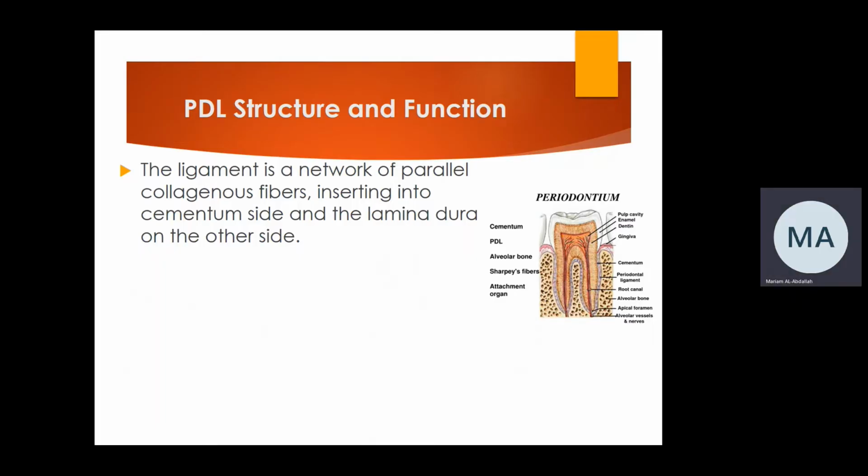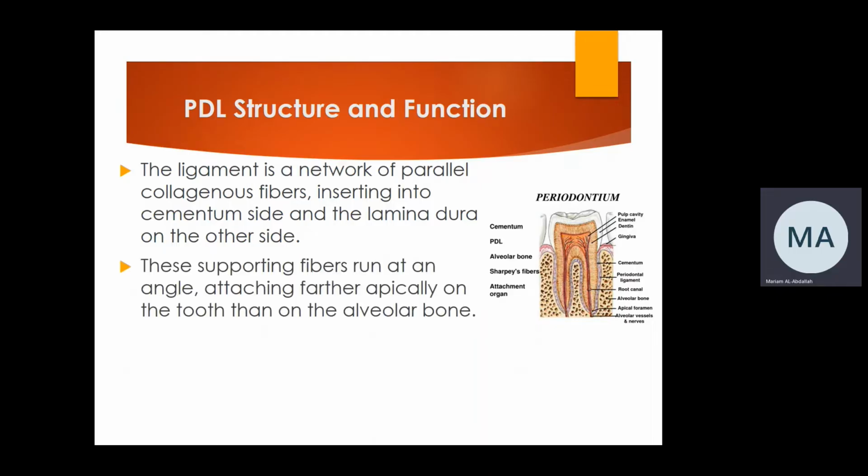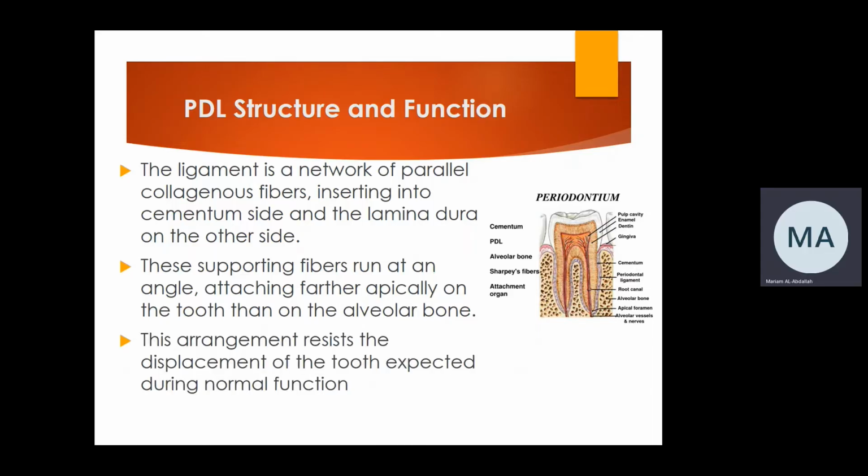The fibers that occupy the periodontal ligament space run parallel from the alveolar bone to the cementum, but they are not parallel to the horizon. They are parallel to each other, but they run at an angle, attached further apically on the tooth than on the alveolar bone. This is very important in order to resist the displacement of the tooth during normal function. When we say normal function, that means, for example, chewing. So when occlusal forces are applied to the tooth, the angle at which these fibers are attached from the bone to the roots will actually prevent and resist displacement of the tooth further apically.